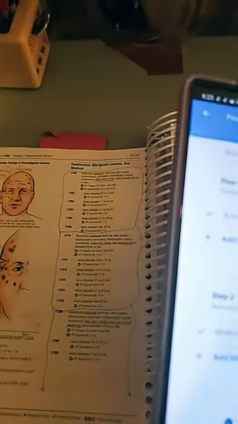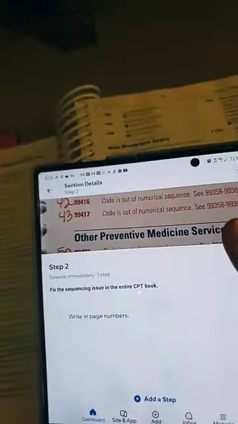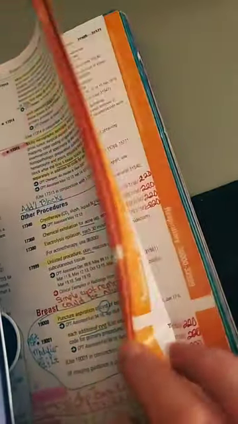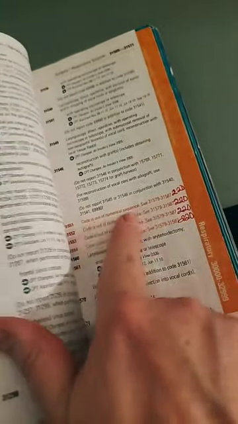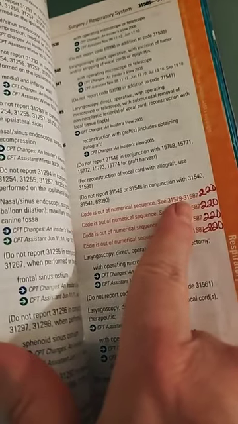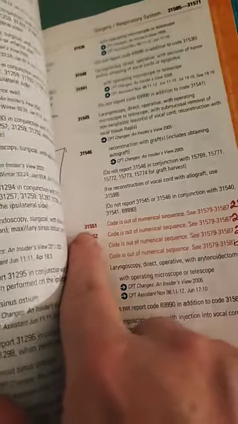That's step 1. Step 2, you're going to go fix your sequencing issues. This book is in numerical order, so you'll need to go through all of them because they got a million of them that they put in out of order, and you're not going to have time during the CPC exam to go look for a range of codes to go find where they're at. Just go find them and put the page numbers down beside them.